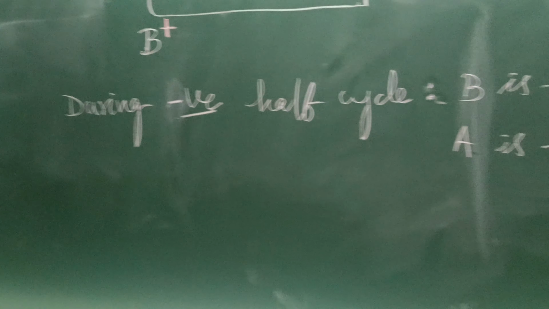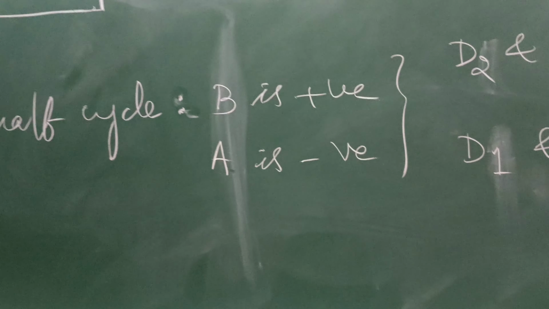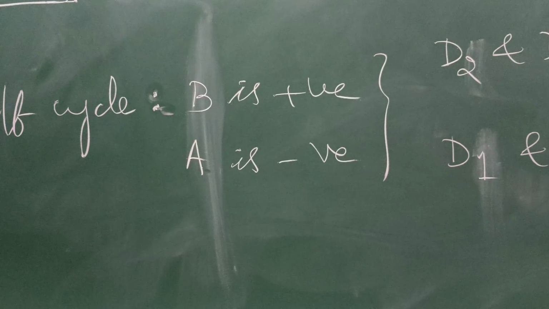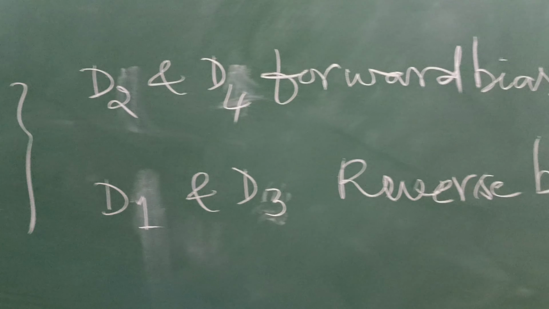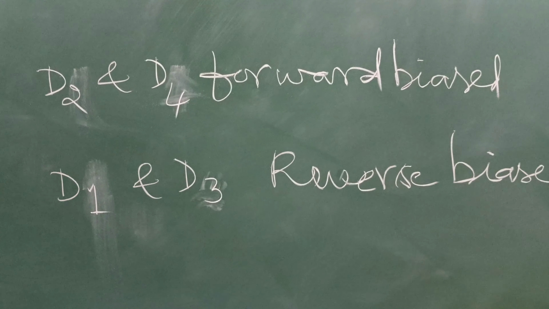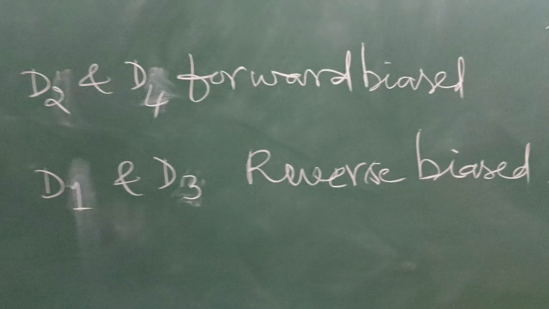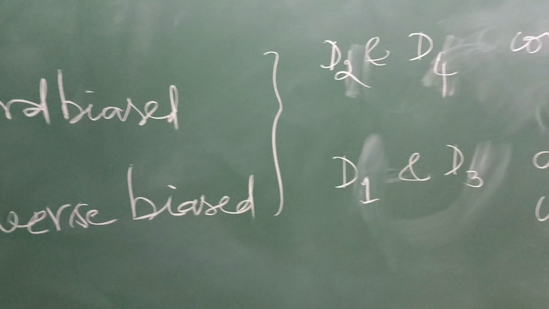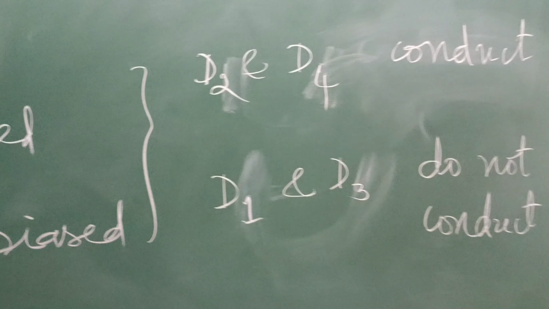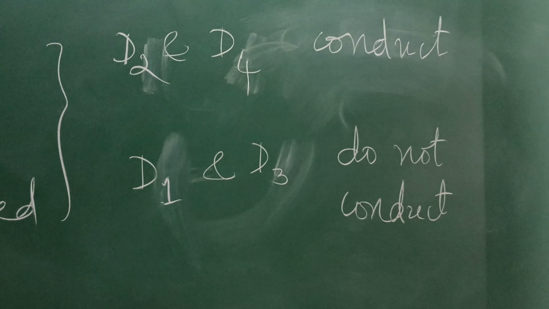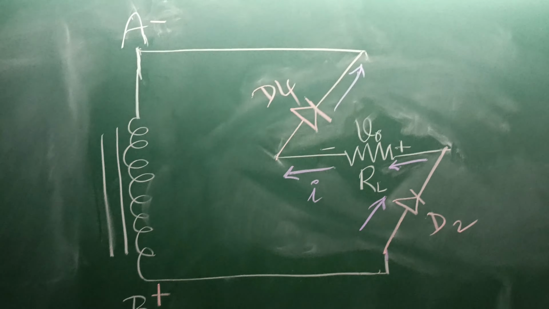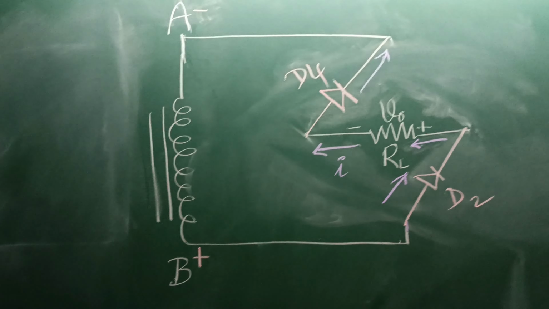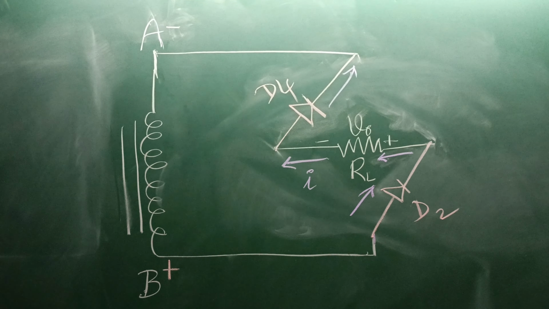During negative half cycle, terminal B is positive and A is negative, which makes diodes D2 and D4 forward biased and D1 and D3 reverse biased. Therefore, diodes D2 and D4 will conduct and D1 and D3 do not conduct. This is the equivalent diagram during negative half cycle.